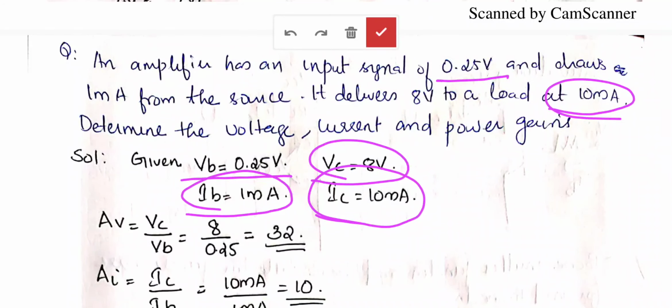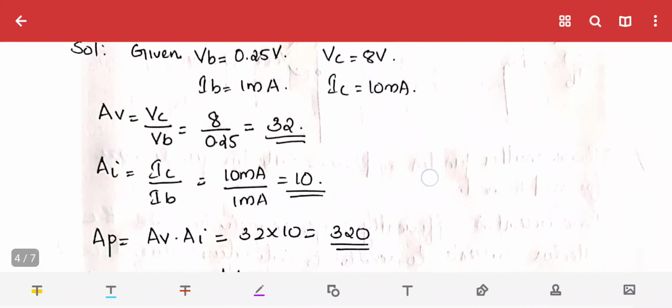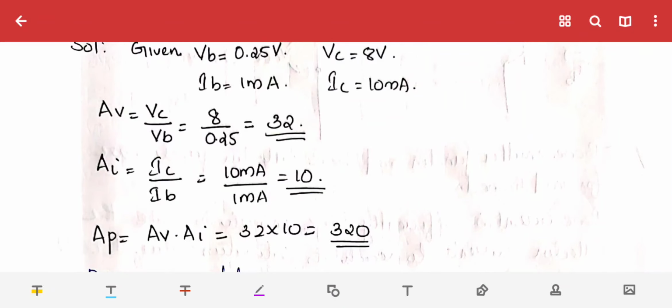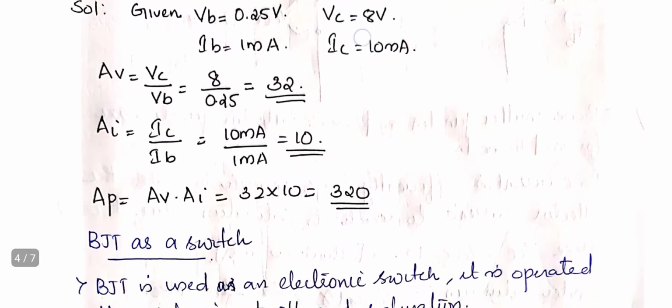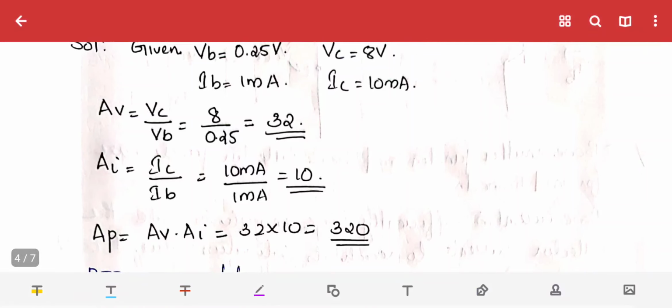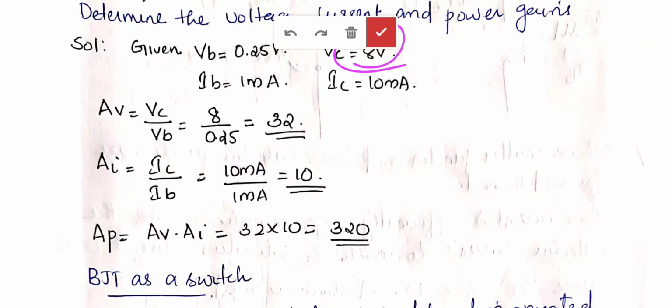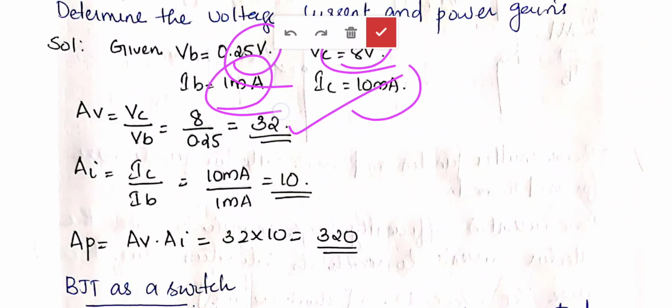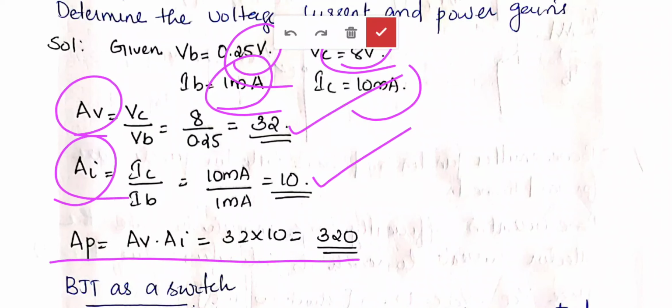Determine voltage gain, current gain and power gain. So what is voltage gain? Voltage gain is nothing but VC by VB. VC by VB, that means 8 divided by 0.25. 8 divided by 0.25 is 32. Current gain is IC by IB. 10 milliampere divided by 1 milliampere, that is 10. What is power gain? AV into AI. Voltage gain into current gain. 32 into 10, that is 320.